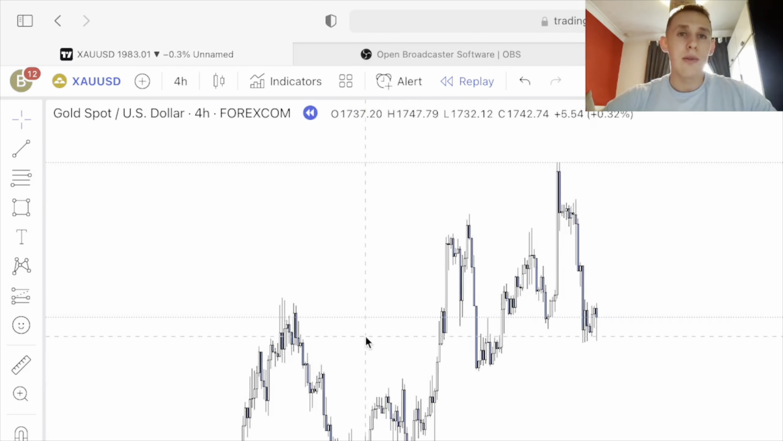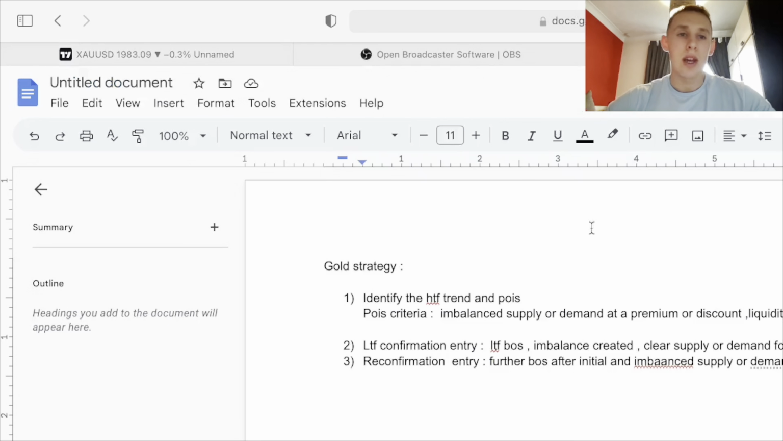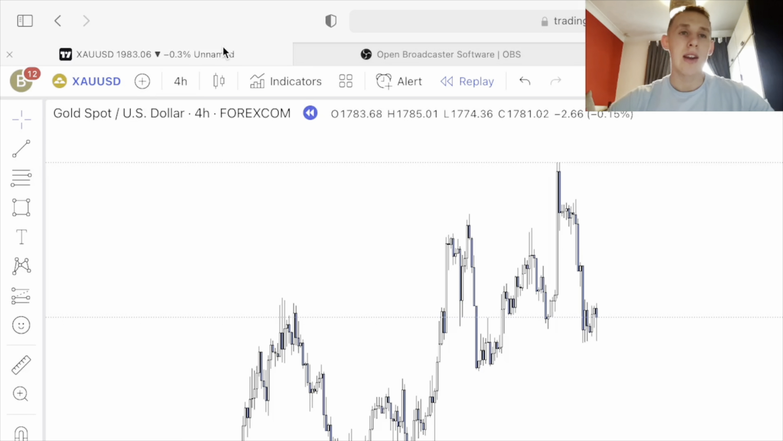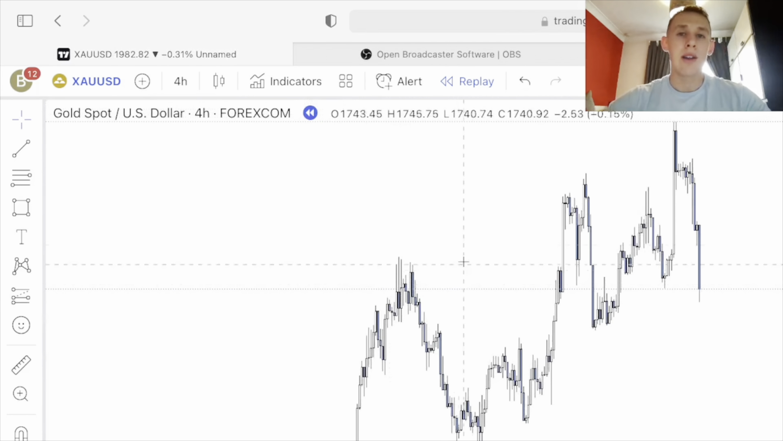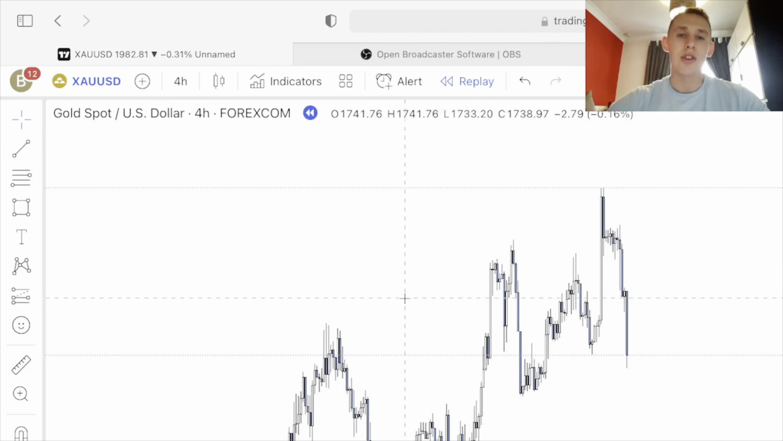So starting off on the 4 hour, which is step 1, we highlight the higher time frame trend and any points of interest that I'd be interested in. So if we go back here, you can see that clearly we are in a 4 hour bearish trend.